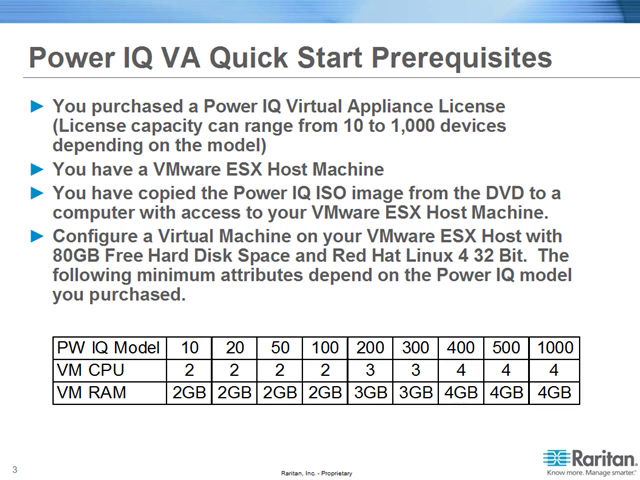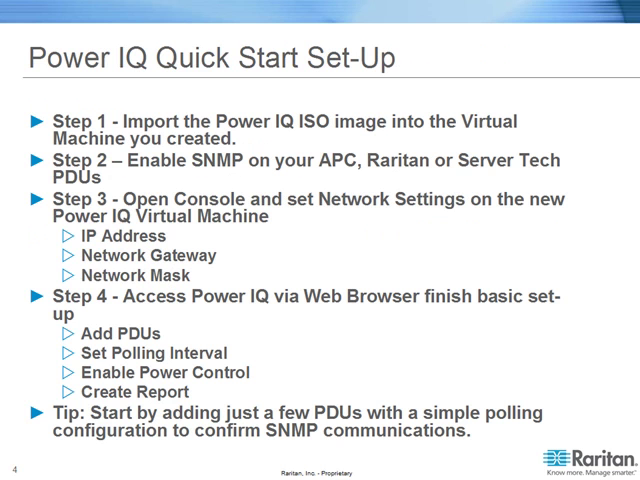You will configure a virtual machine on the ESX host with 80 GB free hard disk space, Red Hat Linux 4 32-bit. You'll need to set the following minimum attributes depending upon the PowerIQ model you purchased. So for example, if you purchase a PowerIQ model with 50 devices, you will need to add 2-core CPU and 2 GB of RAM. There are 4 more main steps to getting started.